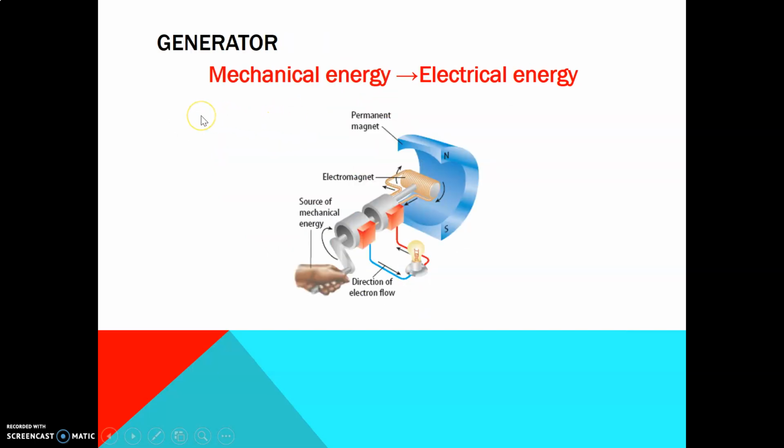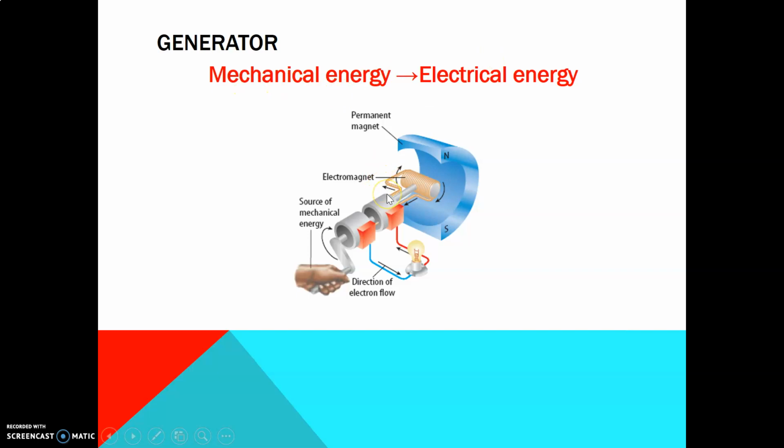A generator, on the other hand, is the opposite. It converts mechanical energy into electrical energy. So oftentimes, your electrical generators nowadays will run off gasoline. So you'll fill it up with gas, and you'll turn it on. In that case, you're pretty much converting a chemical energy into electrical energy.